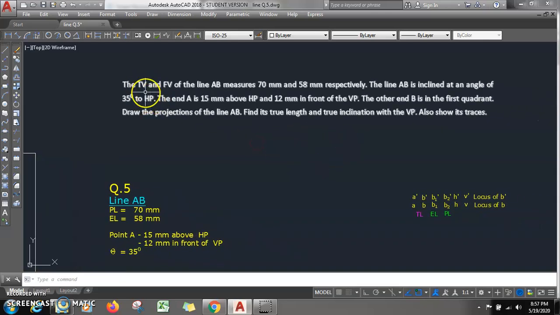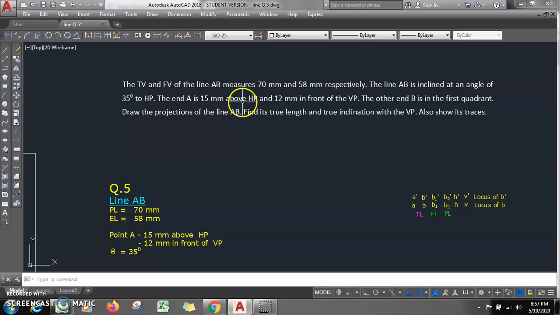Now the problem statement is: the top view and front view of line AB measure 70 mm and 58 mm respectively. So the top view measures 70 mm, so plan length is 70 mm, and the front view of the line measures 58 mm, so elevation length is 58 mm. The line AB is inclined at an angle of 35 degrees to HP. So the inclination of the line with HP is 35, so theta is 35 degrees.